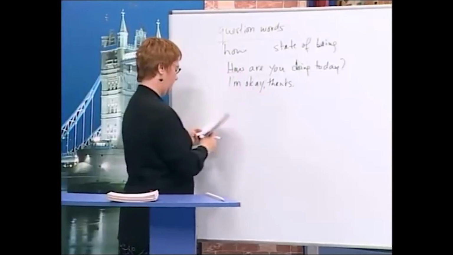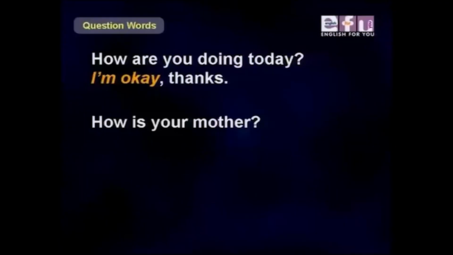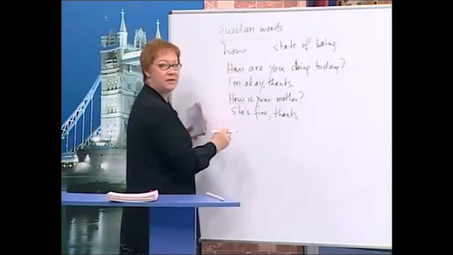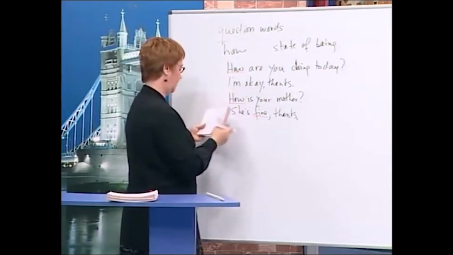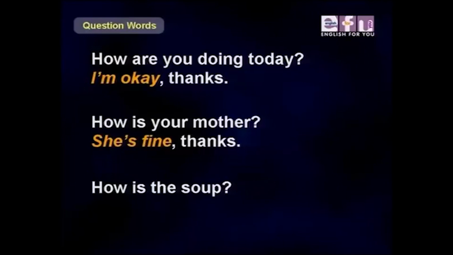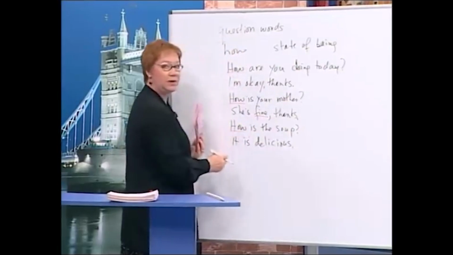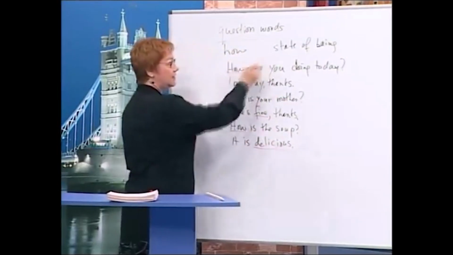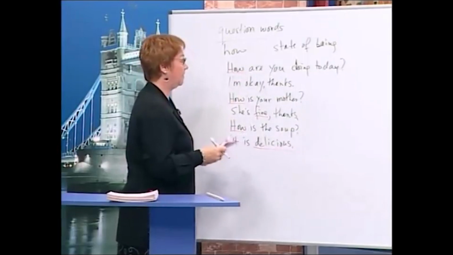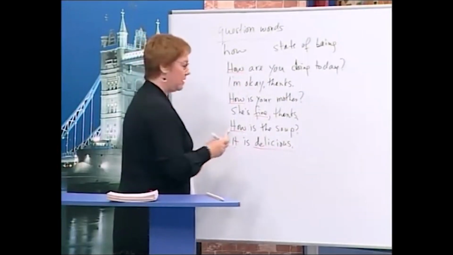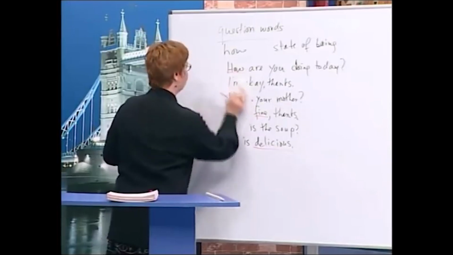I'm okay. Another example. How is your mother? She's fine, thanks. And how is the soup? It is delicious. So this is how for state of being. Now another how is for distance.